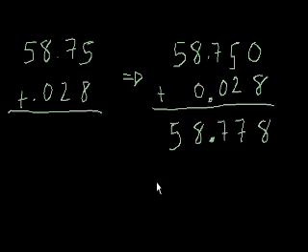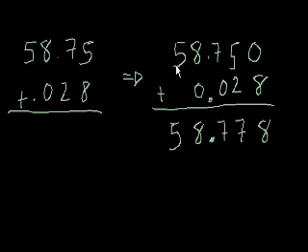You line up the decimal points, add any zeros that might make you feel more comfortable, because it's often more comfortable to add to a 0 than to add to a blank space. And then you do your addition, and then you drop down the decimal point. The answer is 58.778.